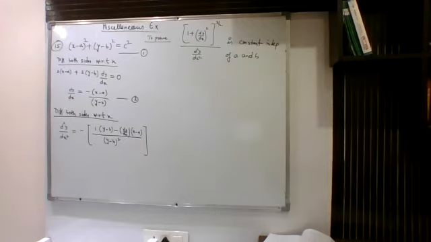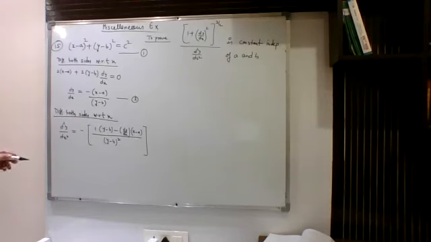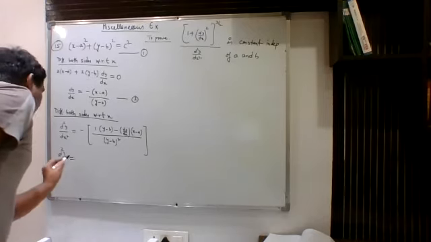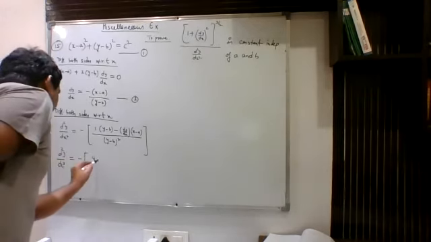Now after applying this quotient rule, let us substitute the value of dy upon dx as this one. Let us put the value. When you put the value, it will become minus outside, y minus b.